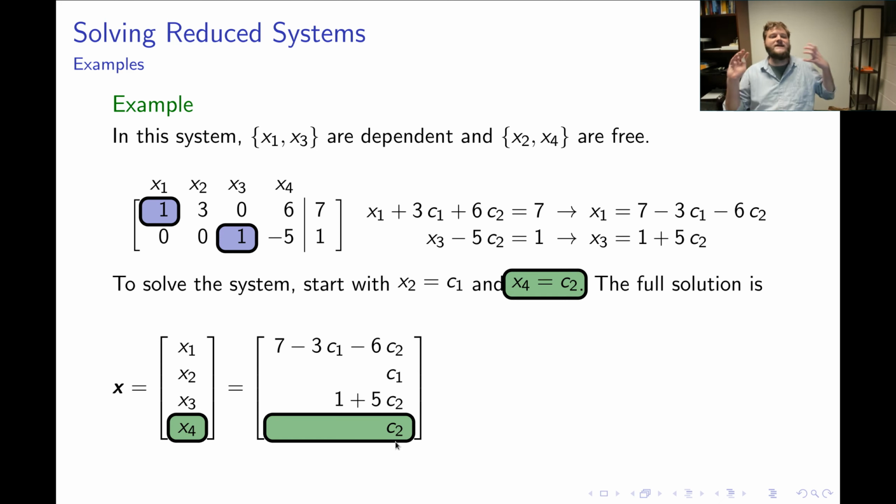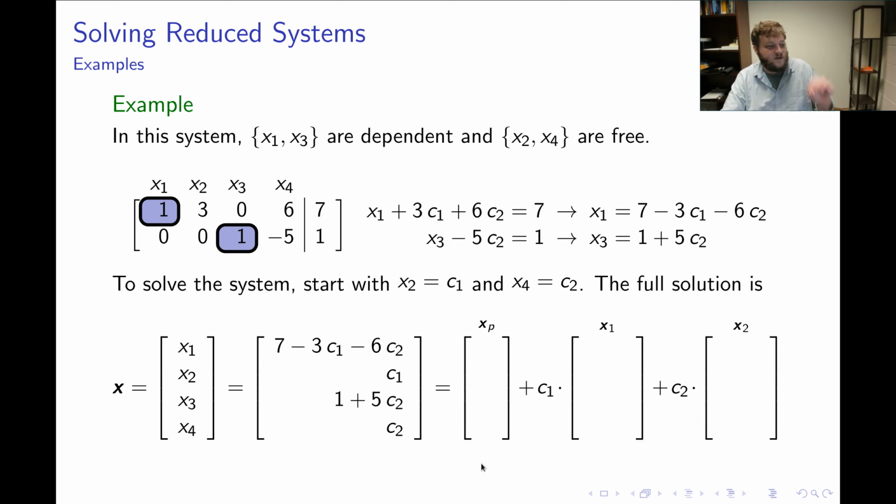Now we get a better idea how the solutions to this system behave. I'm allowed to plug in any numbers I want for c1 and c2. That will set the values of the second and fourth coordinates of my solution vector. But once those values are set, my values of the first and third coordinates are determined for me with these formulas. Now, I always like to go a step further and separate this out.